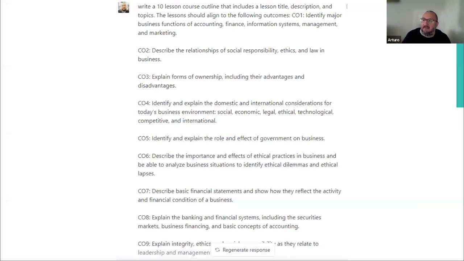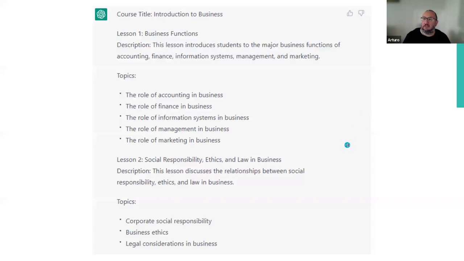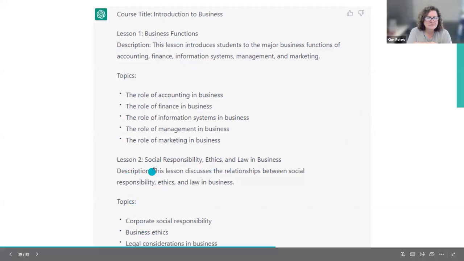In this case, I've asked AI to write a course outline that includes a lesson title, description, and some topics. And then I've asked it to align to these specific outcomes. At our institution, we have course level outcomes that are provided as part of a master syllabus for any course that we teach. And so essentially I've asked it to do that. And then it spit out these lessons, right? With a description, with topics, and lesson two with a description and topics.